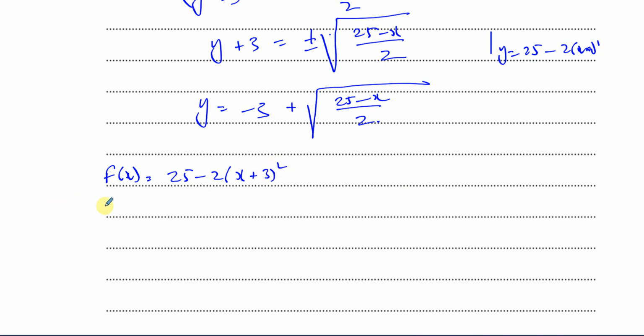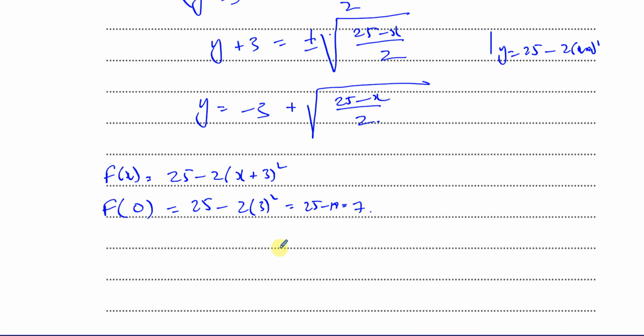And let's substitute a value into here. Let's say we put 0 into here. Okay, 0 is a nice easy number to use. If you put 0 into here, you're going to have 25 minus 2 times 3 squared, which is going to be 25 minus, that's going to be 2 times 9, 18. 25 minus 18, which gives us what? 25 minus 18 gives us 7.